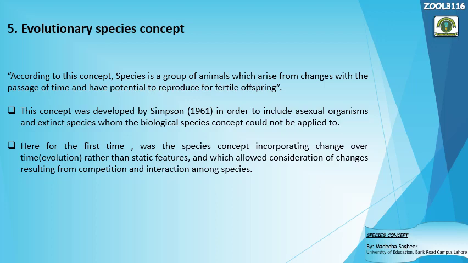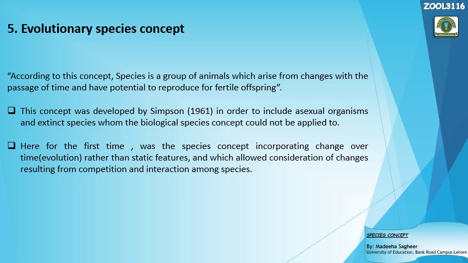But this is the first concept, the evolutionary species concept, that incorporates the changes that have happened in an organism with the passage of time instead of static features. Previously, all the concepts took just the static features of the individuals to group them into species. Static means the same features that do not change. But this is the first concept that works on evolution as well.